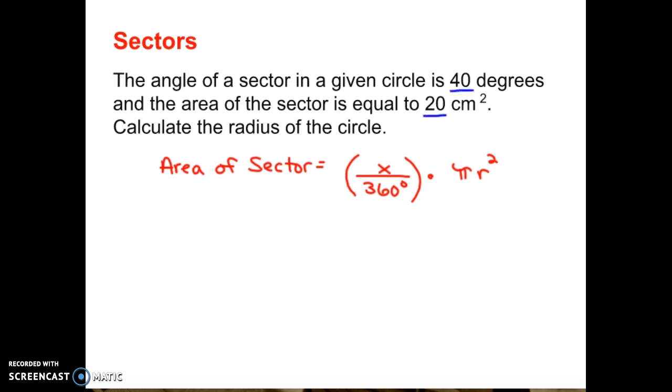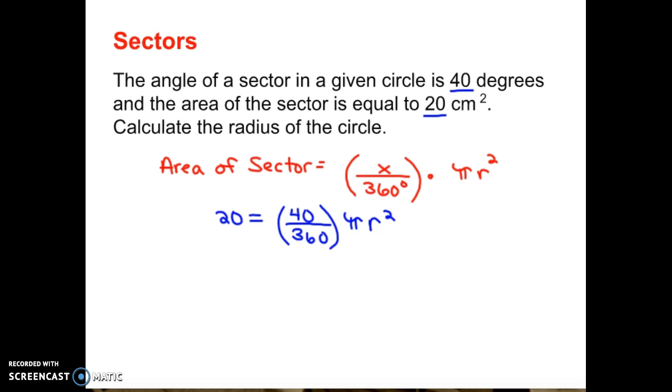Okay, so they give you two numbers here. So the 20 is the area of the sector. So I'm going to go ahead and put that here. Okay. And the 40 degrees is the central angle, which is the x here. So I'm going to go ahead and put that right here. And I'm trying to find r. So r is the only thing we need to solve.